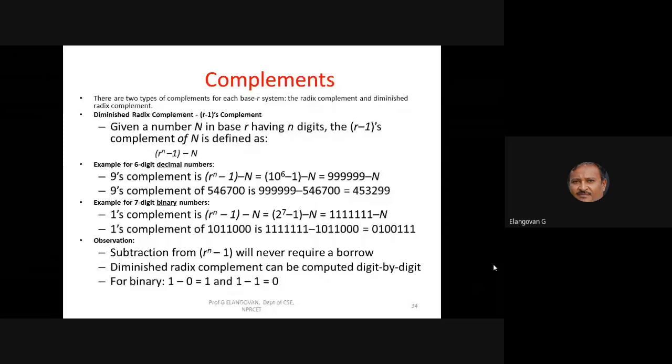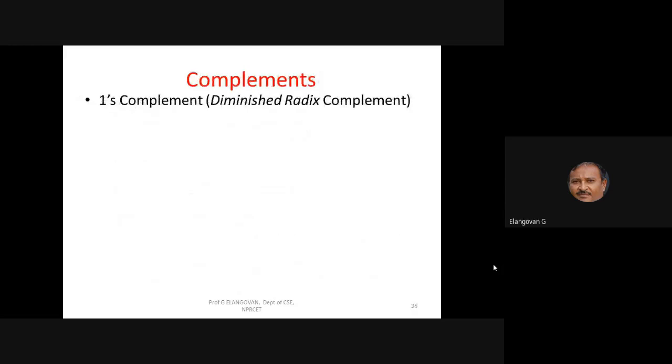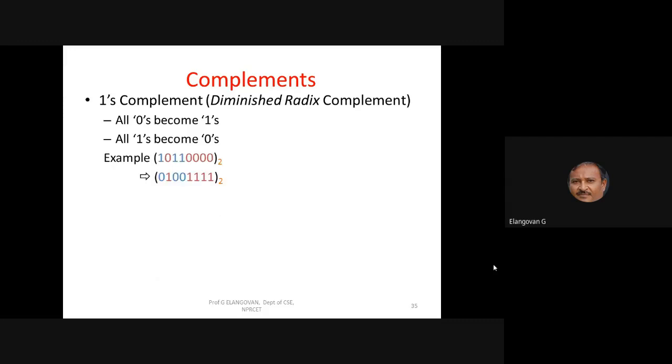So if the bit is 0, the result is 1. And you see the next one. If the number is 1, its complement is 1 minus 1 equal to 0. So whenever you want to take the 1's complement of any binary number, if there is a 1, you make it a 0. If there is a 0, you make it a 1. That is equivalent to the 1's complement. So that is the diminished radix complement, or 1's complement: change all zeros to ones and all ones to zeros.